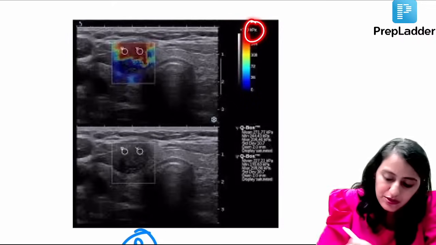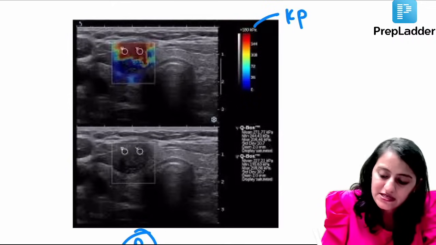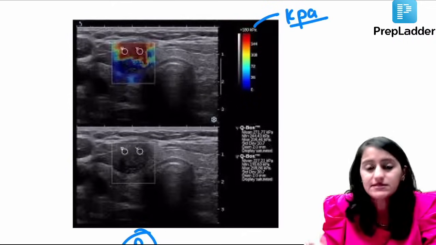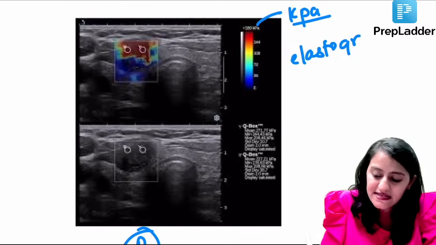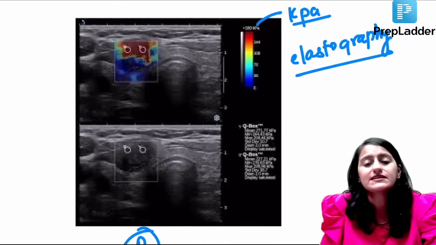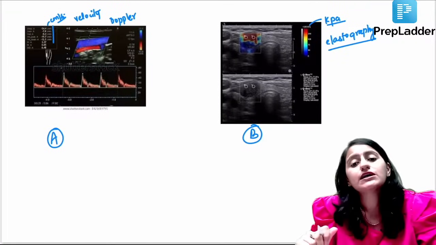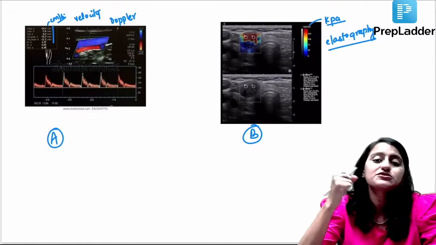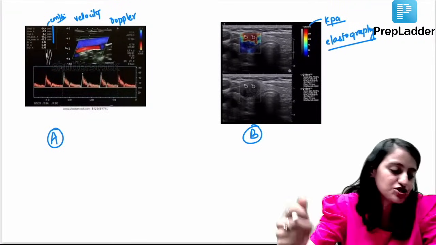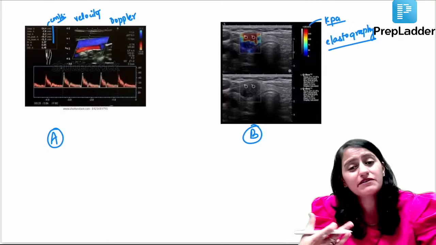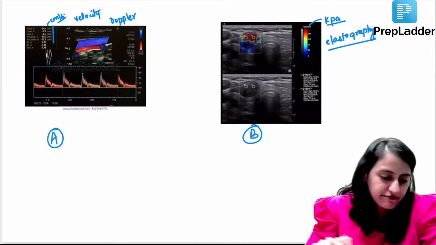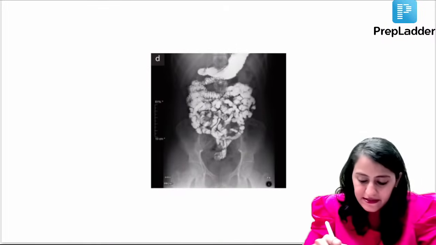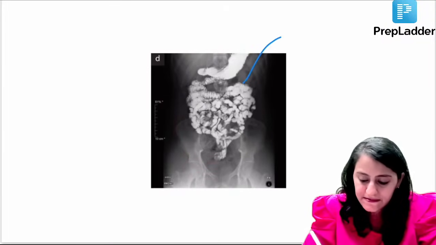And look at the unit which is mentioned here. It's not centimeters per second. It is kilopascals, which is the unit of strain. And this tells you that this is elastography. Okay, this is elastography. This is not a Doppler. Elastography tells you how stiff is the lesion or the organ. ठीक है, so जब liver में fibrosis देखना है, fibroscan, it's a type of elastography. ठीक है, correct.